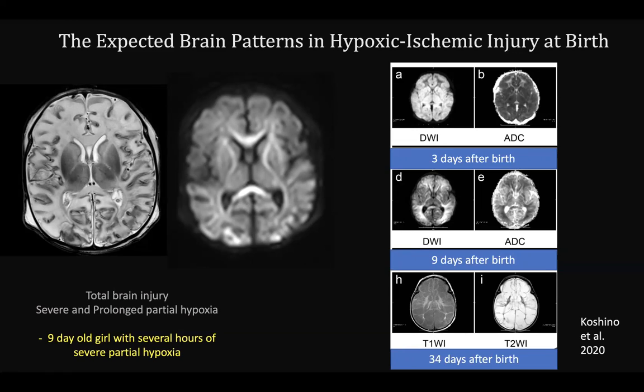Now, if you read the radiological literature, and this is important to keep in mind, they will describe total brain injury as marked and profound acute hypoxia sometimes. But actually, if you speak with the neonatologist and pediatric neurologist, they know that this pattern is often associated with severe and prolonged partial hypoxia, because partial hypoxia can have different levels of severity. So keep in mind also this.